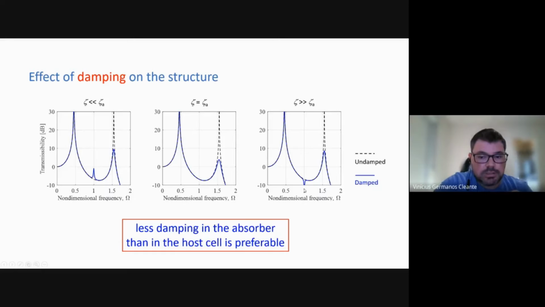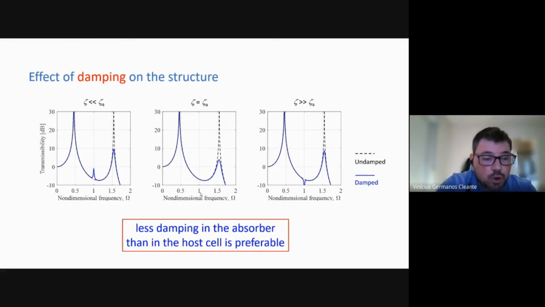If the host cell and the absorber have the same damping, we can see that we have a smooth super stop band. However, when the host cell damping is smaller than the absorber damping, a peak may occur inside the super stop band, and this is shown in the left figure.